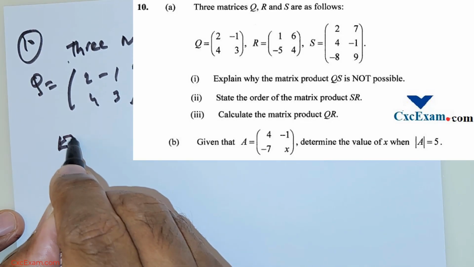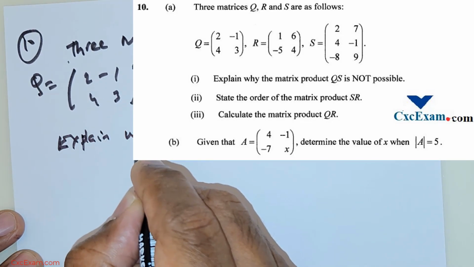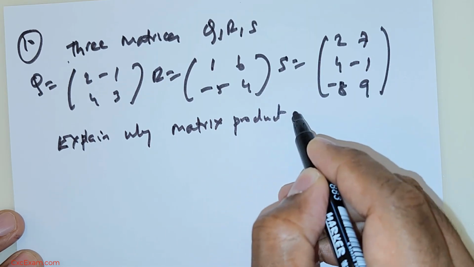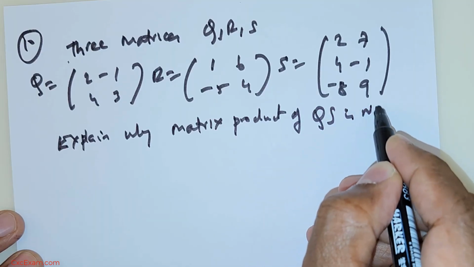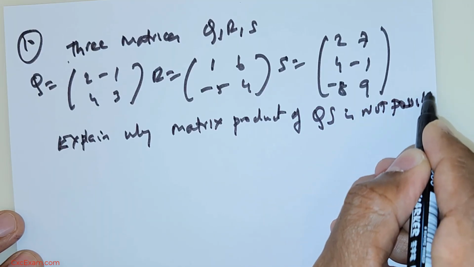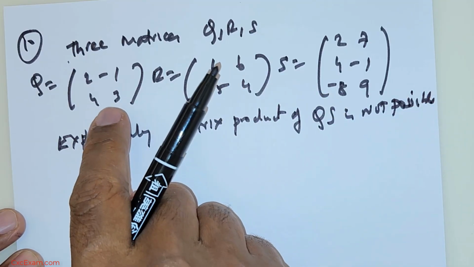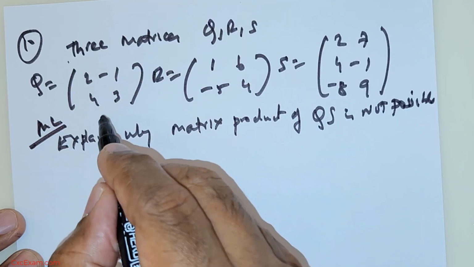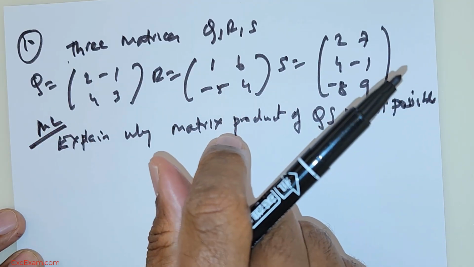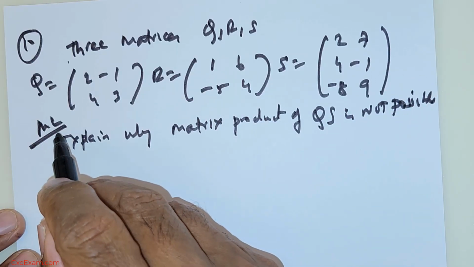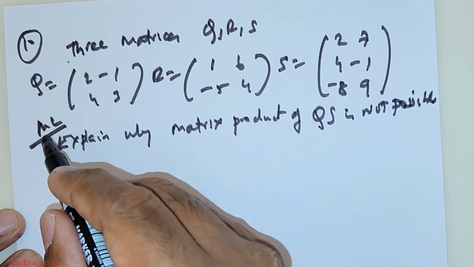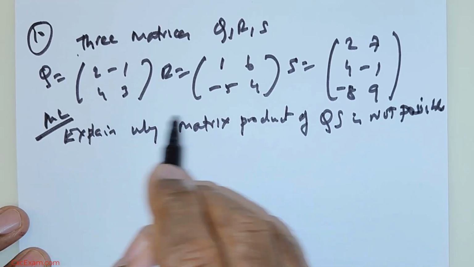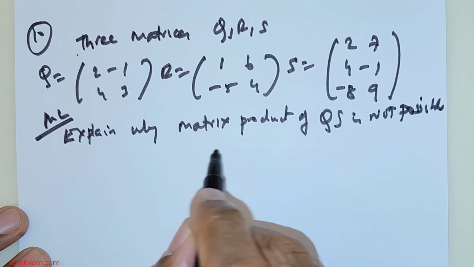Now they're asking us to explain why the matrix product of QS is not possible. This is very important, right? In the field of machine learning, matrices are the heartbeat. Without knowing matrices, you cannot do anything in this area. And this is the era we are living in. So it is imperative that you understand the concept of matrices. So having mentioned that, let me move on.